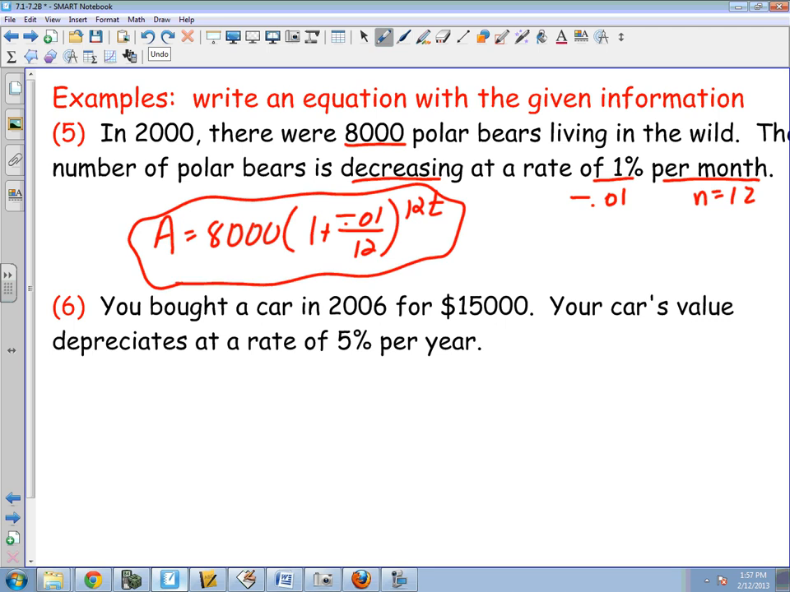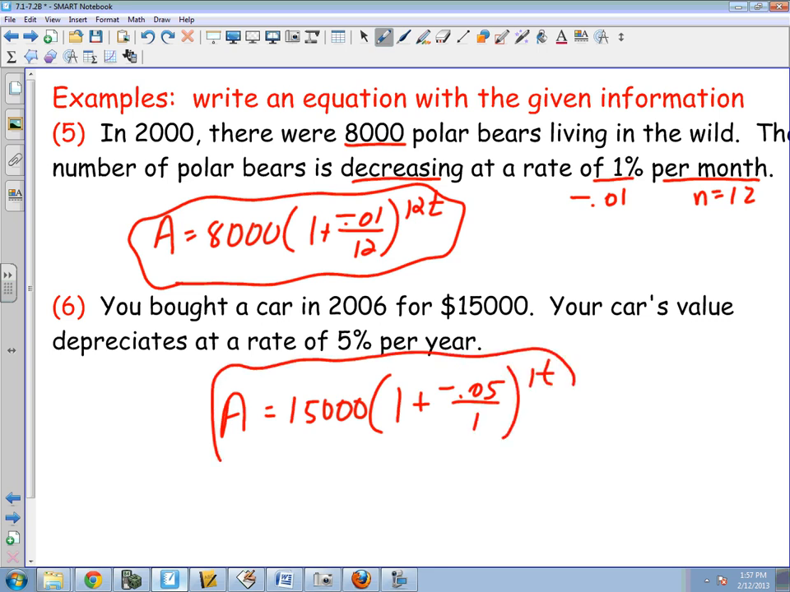Number 6, you bought a car in 2006. It depreciates at a rate of 5% a year. So you got a $15,000 car initially, 5% a year depreciation, so negative 0.05 per year. And again, it's just going to be simple depreciation. Coming up with the model. That's all we're doing. Coming up with a model.